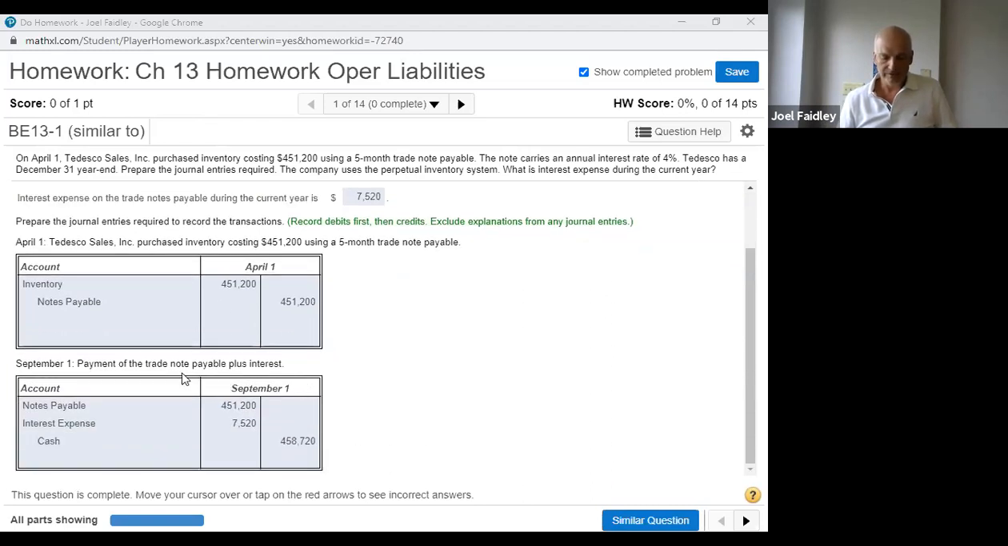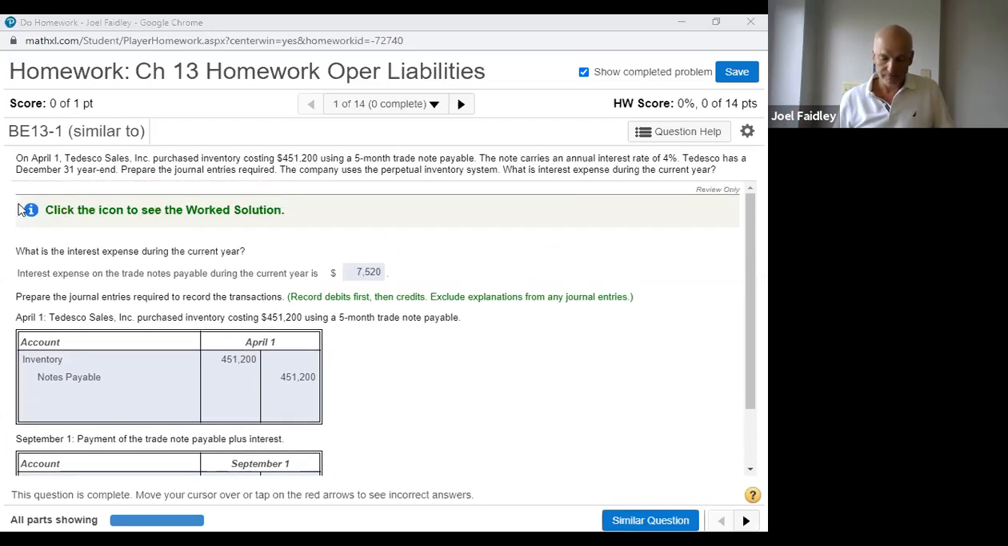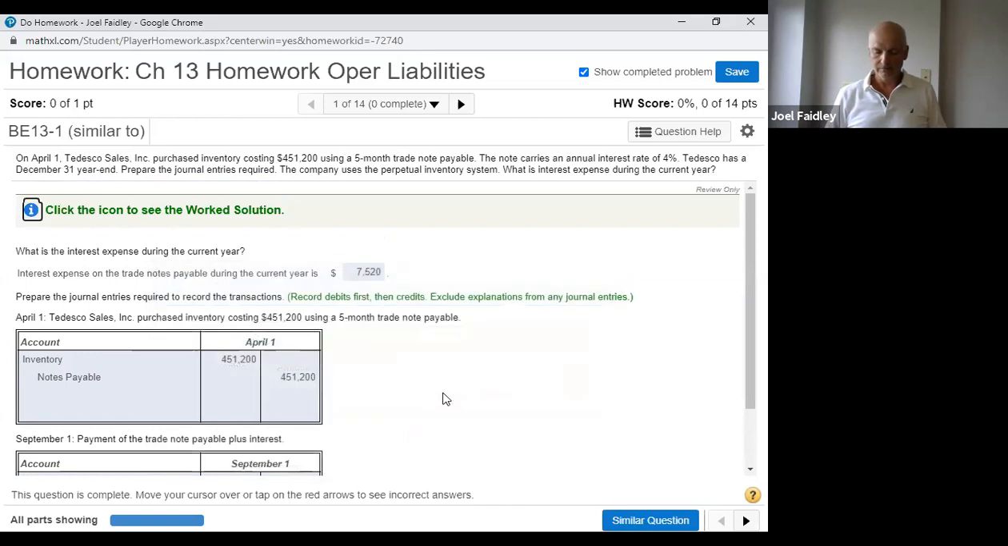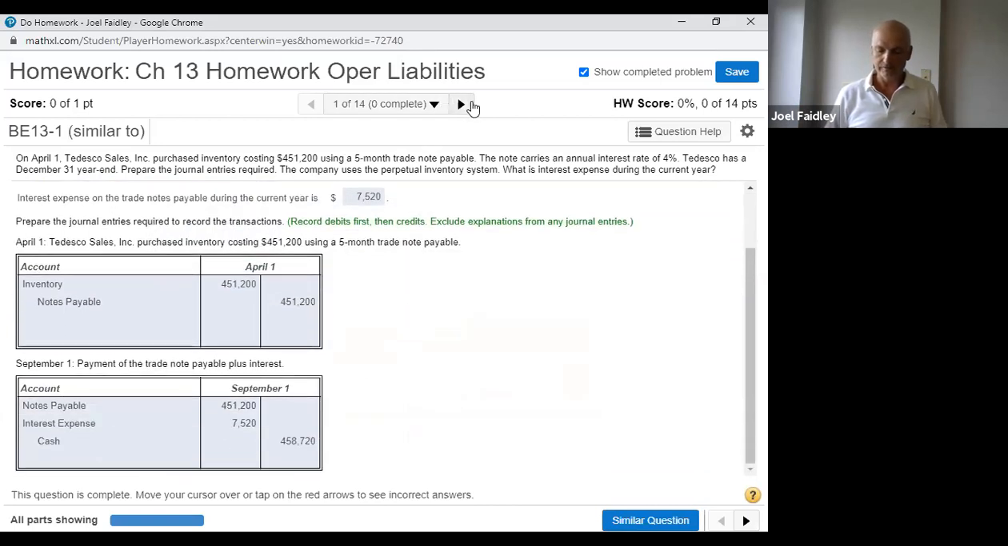So what do we do at the end of, I guess, September? It's 5 months. September is 5 months, April, May, June, July, August, September. Yeah, we are August 31st through August. So we have interest associated with that $451,200. So all we have to do is just take 4%. I'll do it the easy way here. 4% times $451,200 for 5/12. That's my interest expense. Really short and sweet exercise there.